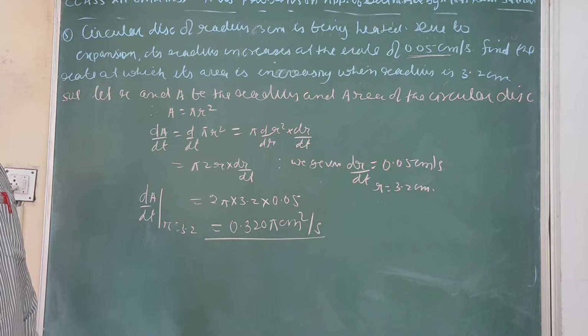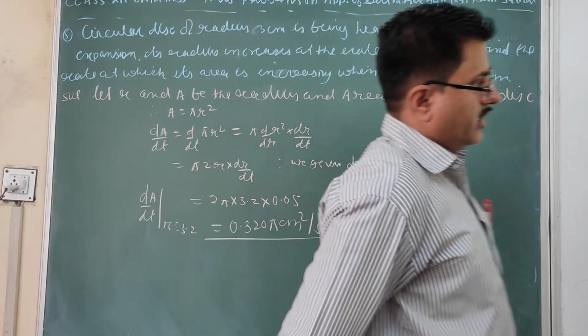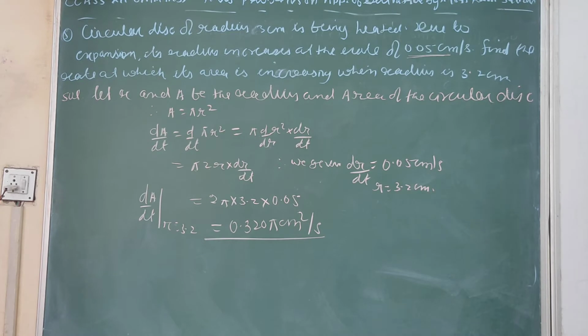0.320 pi centimeter square per second is the rate of change of area when the rate of change of radius is 0.05 centimeter per second.